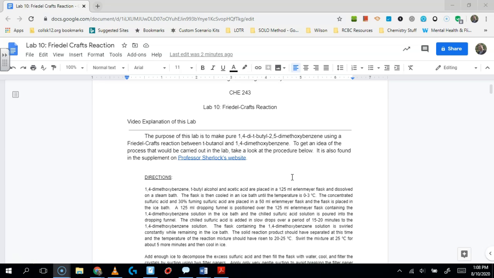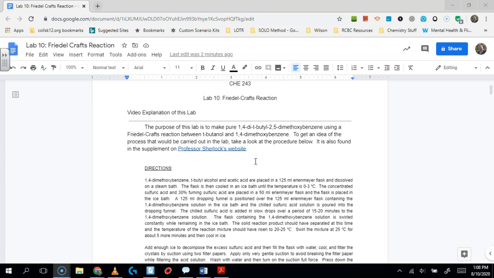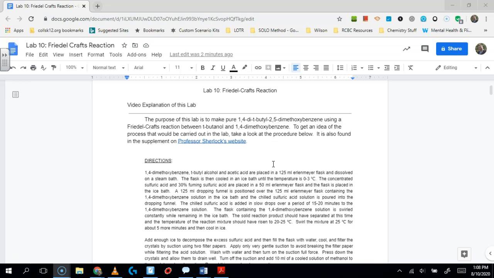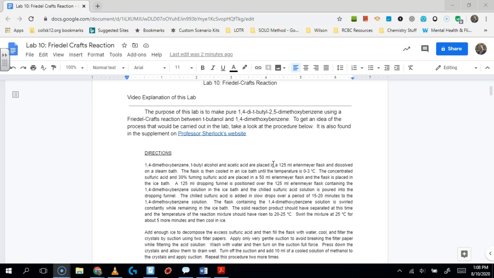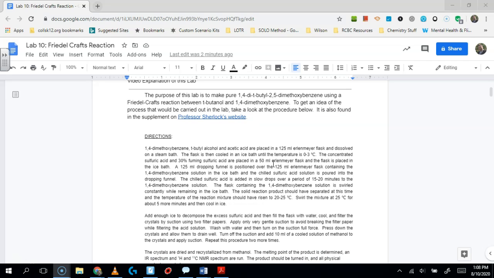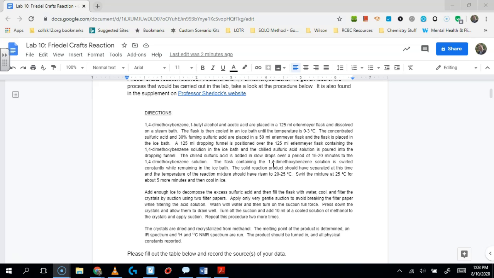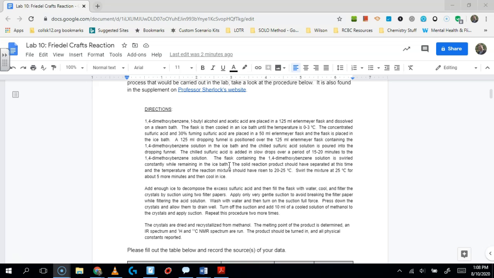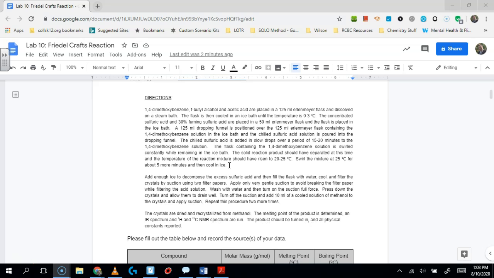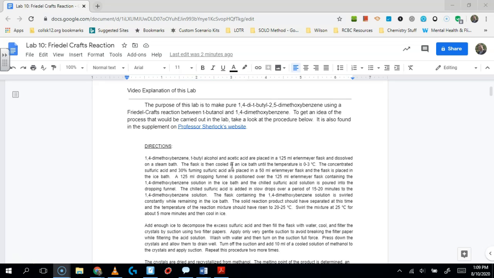And if you want to see the lab, you can go to Professor Sherlock's website. It's in the supplement, also in Blackboard, and it's also copied below here. I have taken the directions at least and put them down here so that you know exactly what's going on. The purpose of this lab would be to make 1,4-dibutyl-2,5-dimethoxybenzene using a Friedel-Crafts reaction.